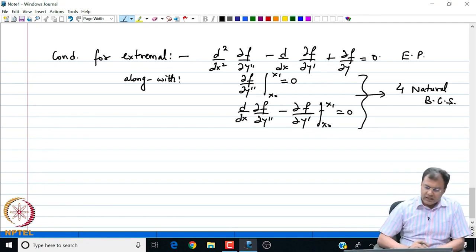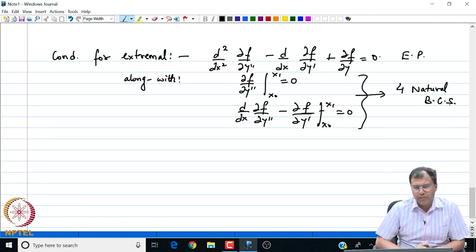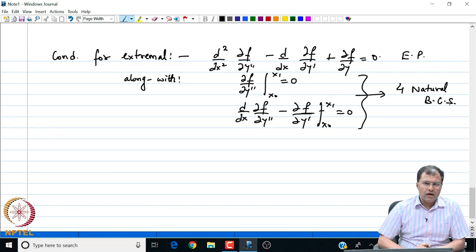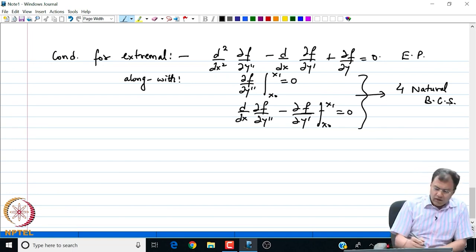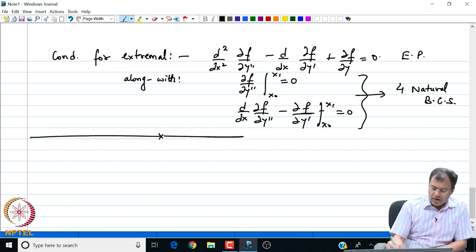Okay. Now, certainly if there are fixed points in the problem, then for those fixed points, the fixed point conditions are going to replace the natural boundary conditions without any confusion. So let us look at our next example.